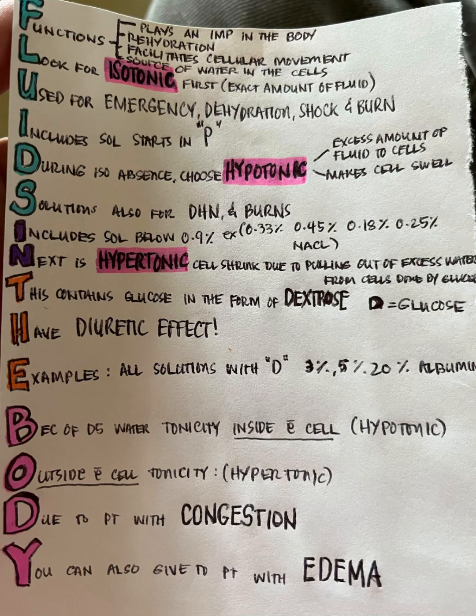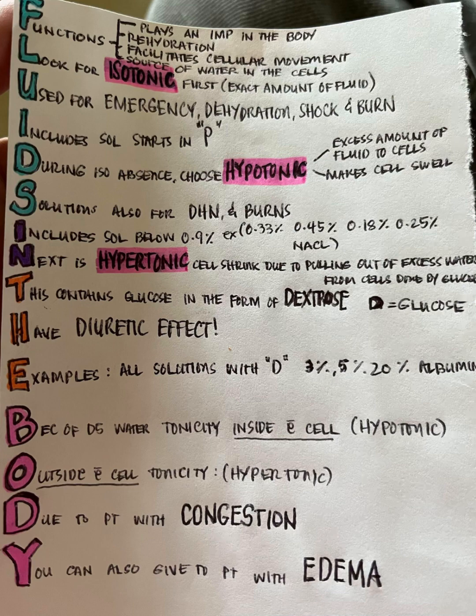Si hypotonic naman, this is going to be the second choice if isotonic is not available. Si hypotonic naman, it will give excess amount of fluid to cell. So kung si isotonic ay exact, si hypotonic naman is excess amount of fluid to the cell. That is why it will make the cell swells. Solutions for hypotonic is also for dehydration and burns. Example ng hypotonic, those are fluid that is below 0.9%. Example 0.33%, 0.45%, 0.18%, 0.25% sodium chloride.